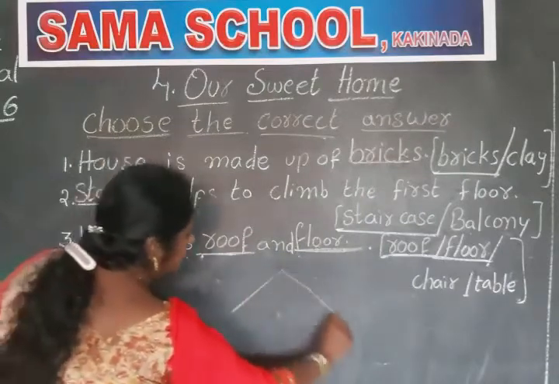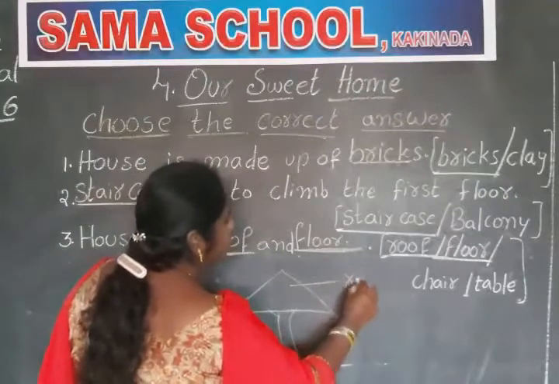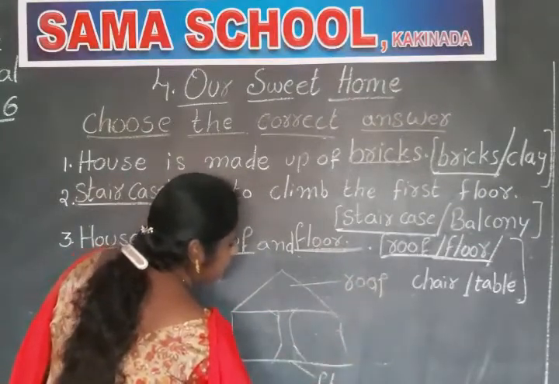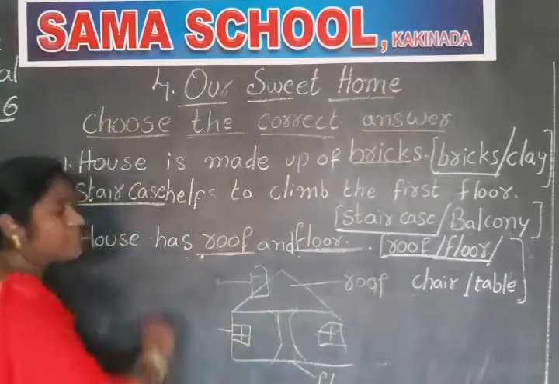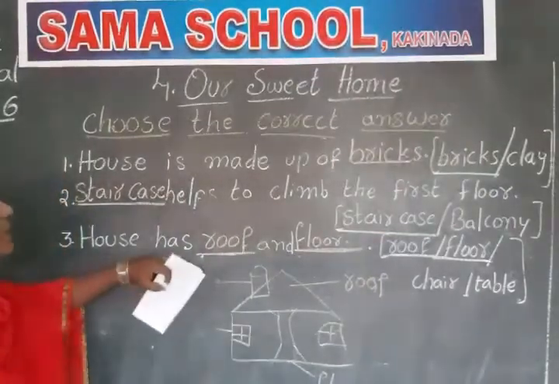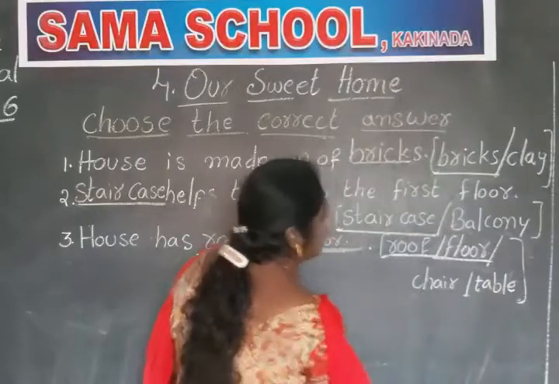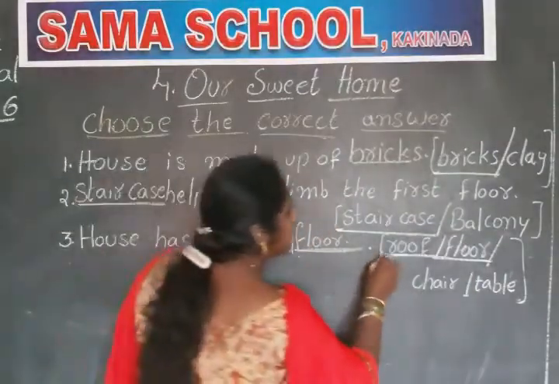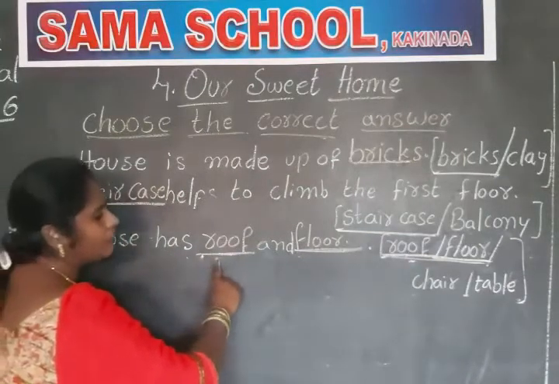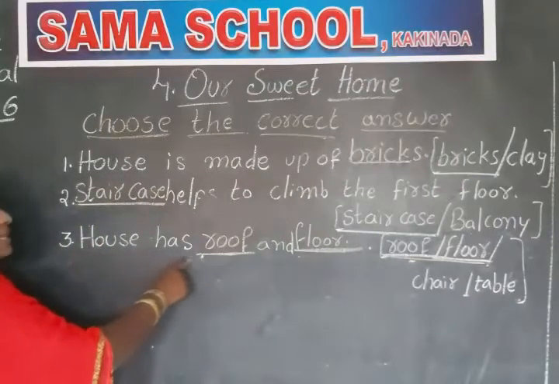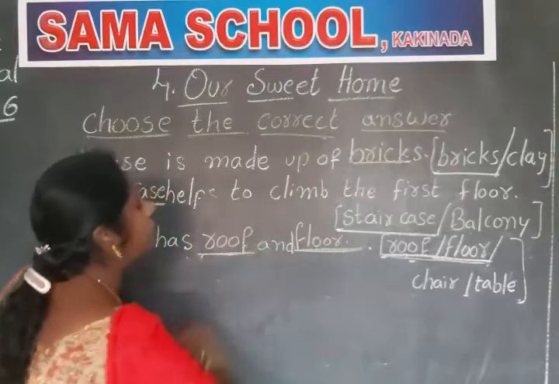See here, this is the house. So, in the house, what are the parts there? See, we have the floor, roof, windows, chimneys. These are all some parts of the house. So, in that, a house has, what is given in the question, roof and floor, chair and table. So here, a house has roof and floor is the correct answer. Say again, a house has roof and floor. R-O-O-F roof. F-L-O-O-R floor. A house has roof and floor.